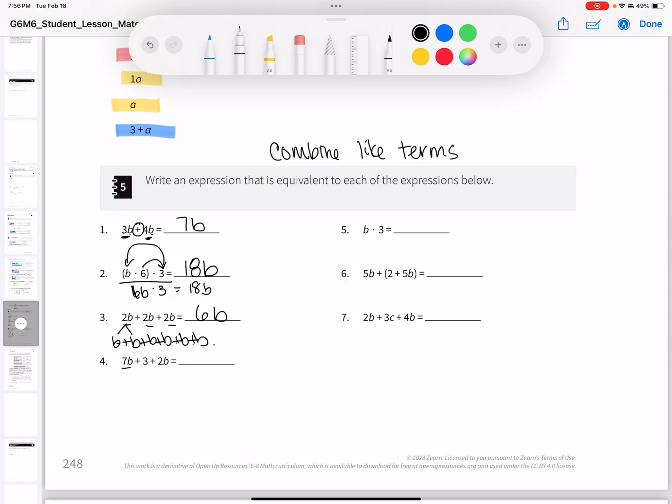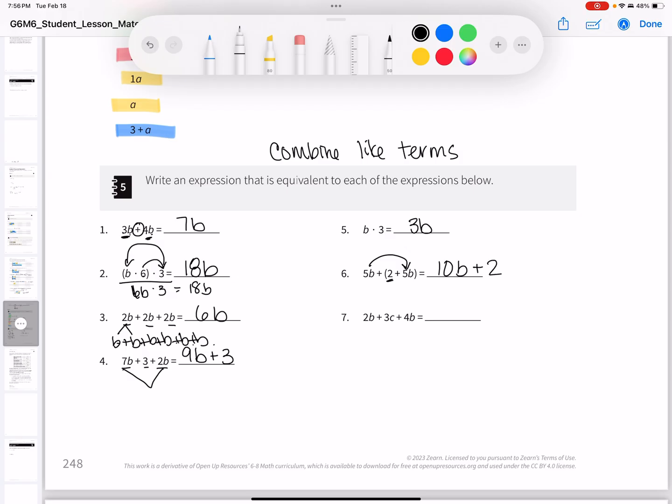All right, now here we have 7b, we have 3, and we have 2b. We can combine the b's together. We can't combine the 3 though. So we have 7 plus 2, which is 9b plus 3. So b times 3 is the same as doing 3b. So we can do that. 5b plus 2 plus 5b. Well, 2 and 5b we can't combine. So we've done what we can in there, and now we can take it out of the parentheses. So we have 5b plus 5b, which is 10b, because we're combining like terms, plus 2, our 2 that's left over.